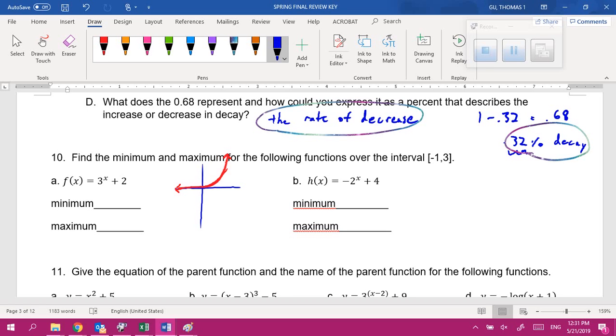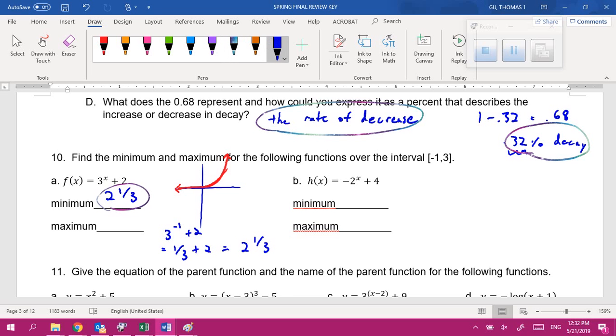So 3, what? Yeah, 3 to the -1 plus 2. What is 3 to the -1 though? No, it's 1/3. Yeah, remember? 1/3 plus 2 would be 2 and 1/3, that's right. 2 and 1/3, right. And so if that's the minimum, how am I going to find the maximum?